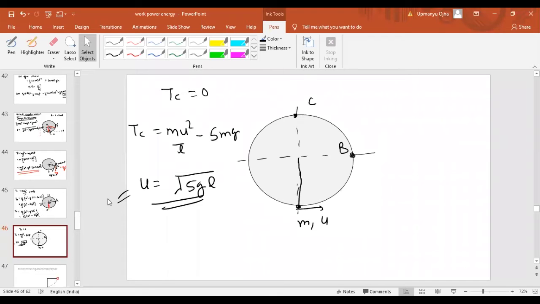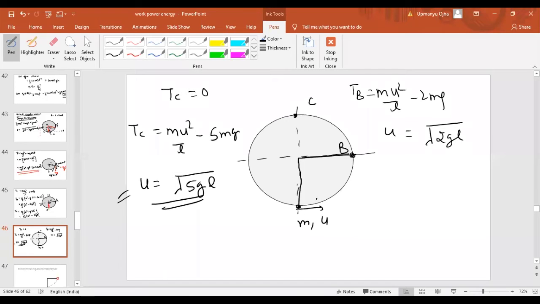Now to reach point B, how much velocity should we give at the bottom? Tension at B will be equal to mu square by L minus 2 mg. Now, when it just reaches point B, the tension at B becomes 0. So again, we can get the value of u to reach point B, that would be equal to root of 2gL. So to reach point B, the minimum velocity should be root 2gL. To reach point C, it is root 5gL.